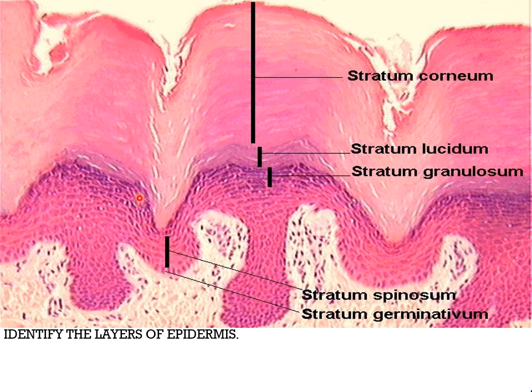Hindi masyadong halata yung delineation ng lucidum and corneum dito sa slide na to. Anyway, let's proceed with stratum granulosum, your granular layer, kaya medyo dark ang kulay. Okay? Stratum spinosum. And yung pinaka loob is stratum germinativum or stratum basale.